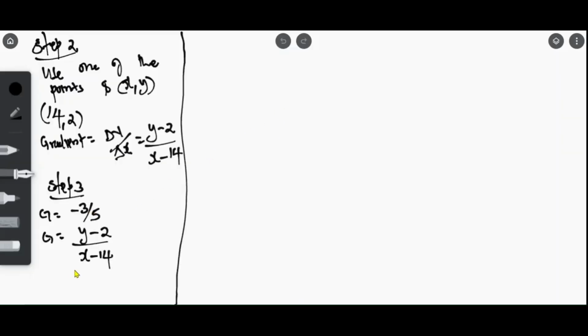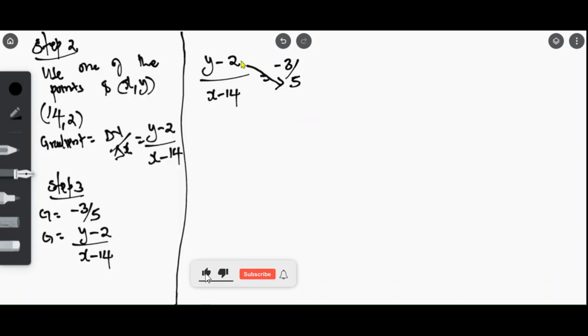So step 3 is substitute. So I say this equals to this one. So let me start with the second gradient, y minus 2 all over x minus 14. I replace them equals to negative 3 all over 5. Now, this one is a normal sum. Let me cross multiply. This is a normal sum whereby I cross multiply.